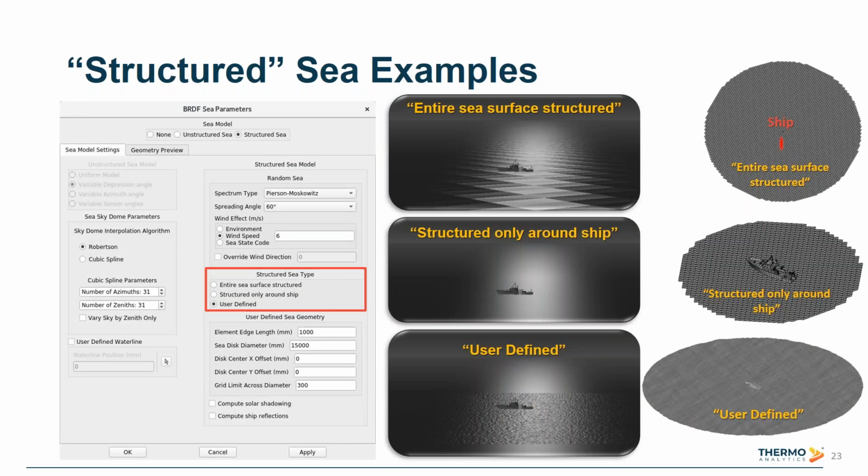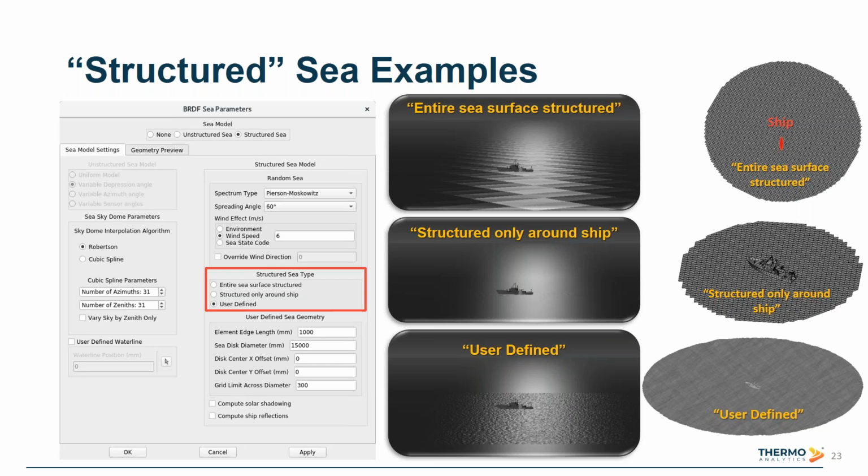So here are some examples of the structured sea type options. The entire sea surface structured type covers the largest area of sea with coarse elements. And while it does cover a large area, the elements are large and not very realistic looking. If the render is taken at a very low depression angle, you may also see areas where the sea structure does not reach, as it does not cover the sea surface that is very far away from the target, which may show up in the image.